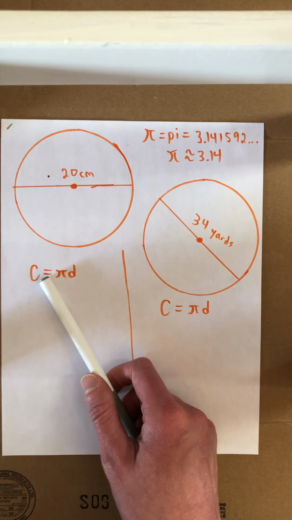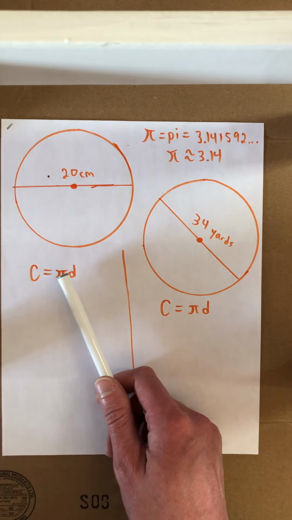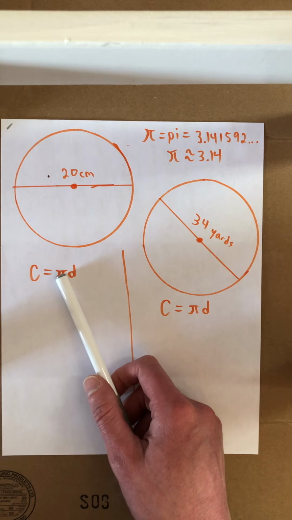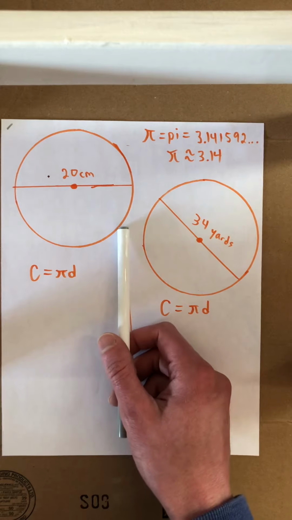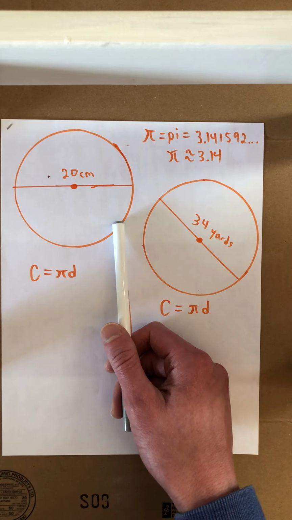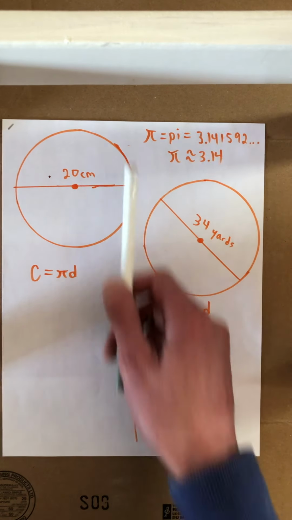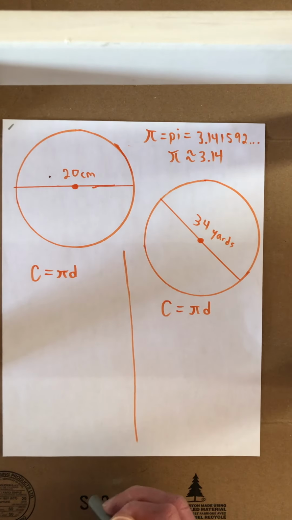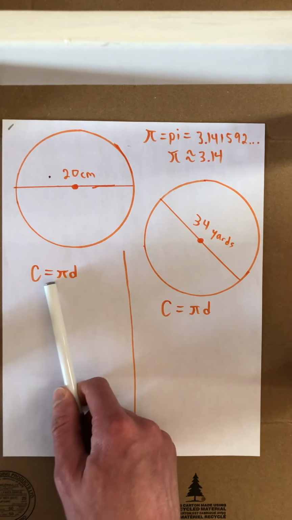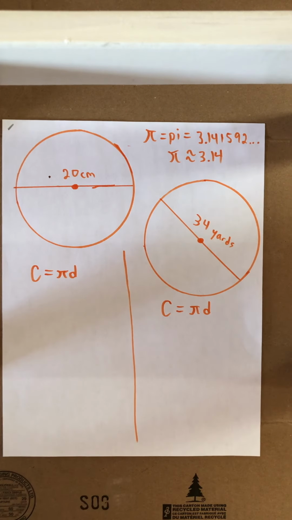So for today's assignment, the first part is going to be looking at how to find circumference using the diameter. The second part is going to be about using the radius to find the circumference. So let's go into this first question here. We need to find the circumference. We have the diameter. The formula for doing this is circumference equals pi times diameter.